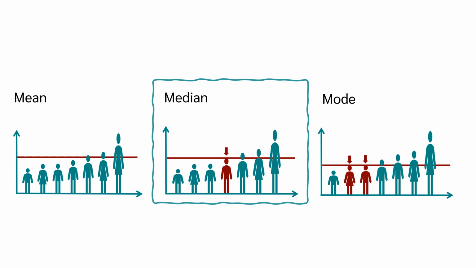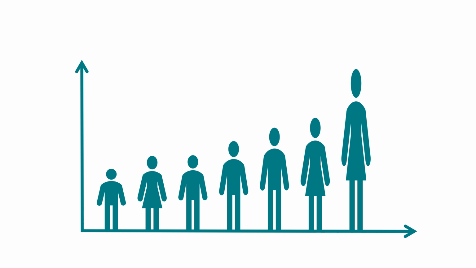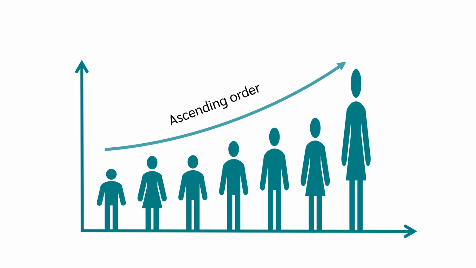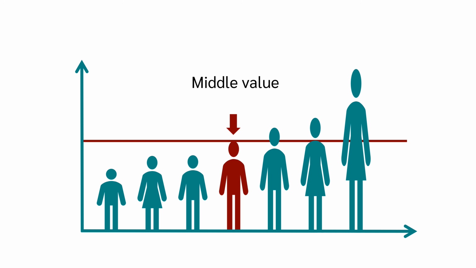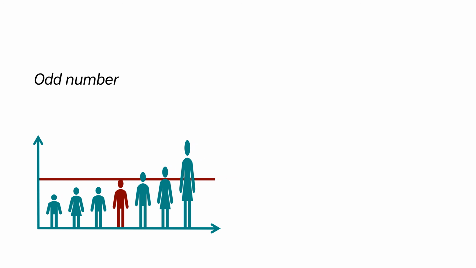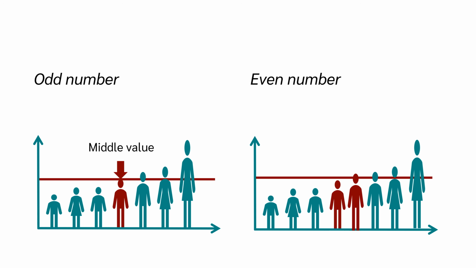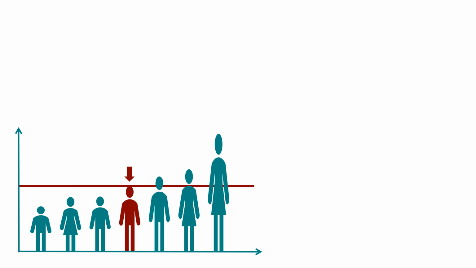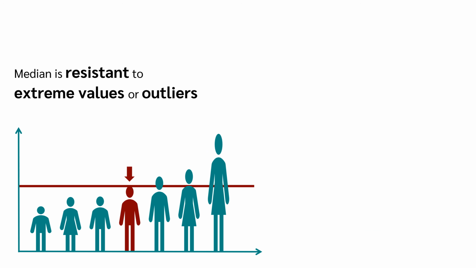What about the median? When the values in a dataset are arranged in ascending order, the median is the middle value. If there is an odd number of data points, the median is simply the middle value. If there is an even number of data points, the median is the average of the 2 middle values. It is important to note that the median is resistant to extreme values or outliers.